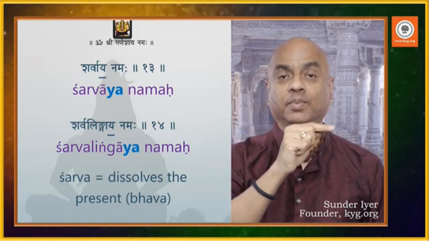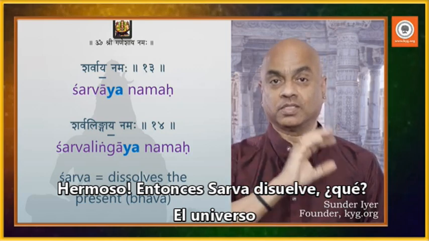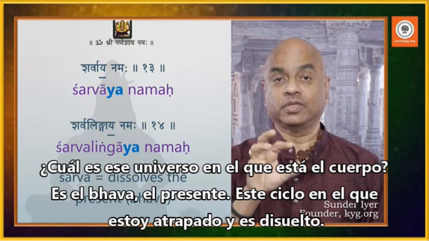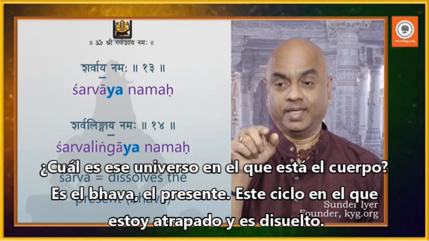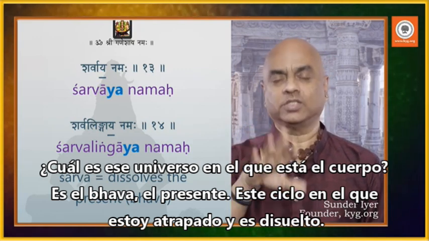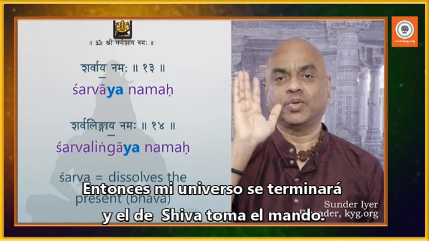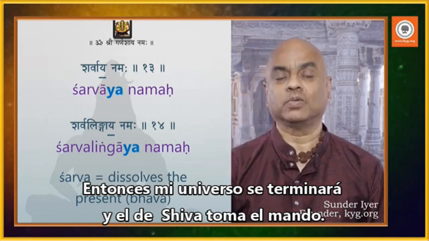Sharvalingaya Namaha. Beautiful. So Sharva goes, it dissolves what? It dissolves a universe. What is that universe we are talking about? Is the Bhava, the present. This present cycle that I am caught up in, it dissolves that present cycle. So my universe comes to an end, and the Shiva's universe takes over.